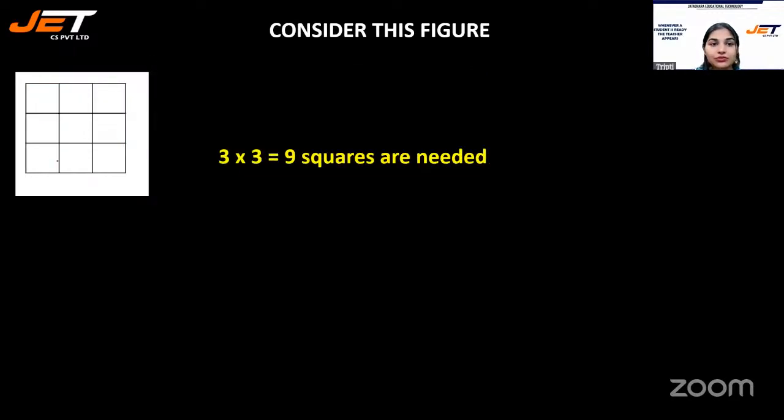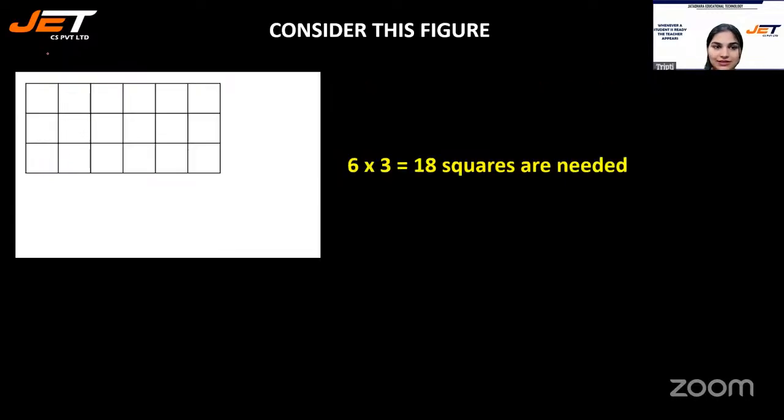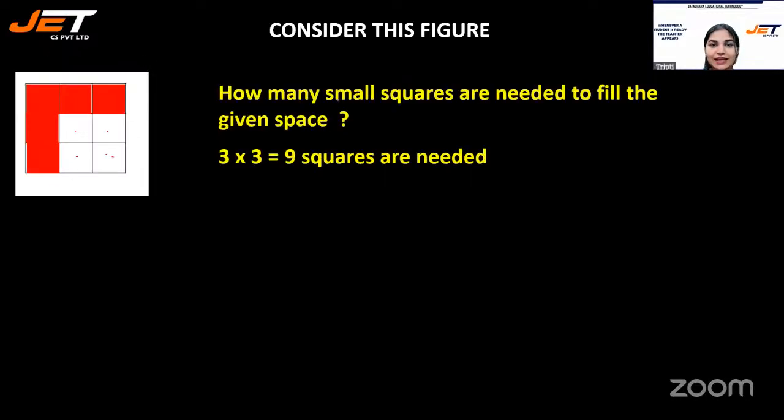Now, 3 by 3, which is equal to 9, so 9 squares are needed. How many small squares are needed to fill the given space? 1, 2, 3, 4, 5, 6, 7, 8, 9. 9 squares are needed to fill this. Because this has 3 rows, 3 by 3 means 3 rows and 3 columns.